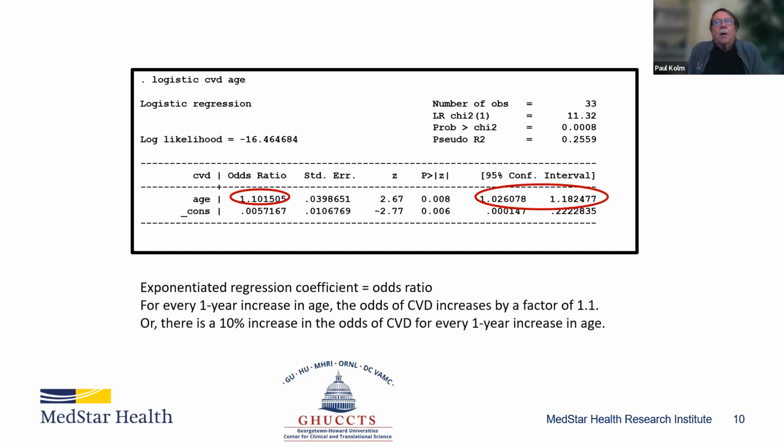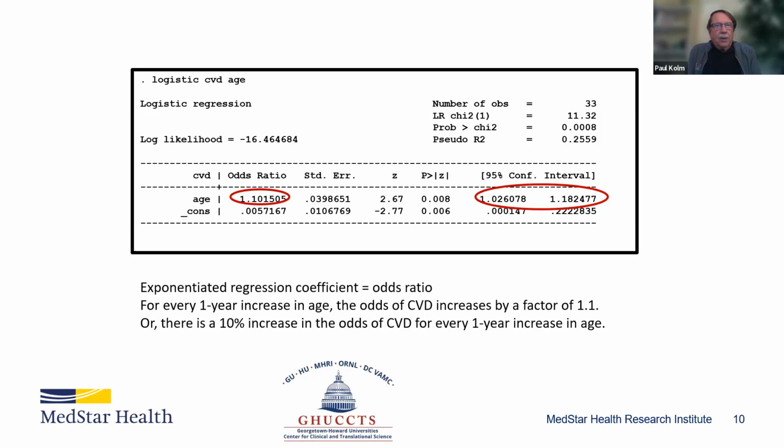So we can also exponentiate the regression coefficients. And so if we do that for age, we get an odds ratio of 1.1. And now our confidence interval will, if it's statistically significant, not include 1. If it includes 1, then it won't be statistically significant. But you see, we get the same p-values as we did with just the regular regression coefficients.